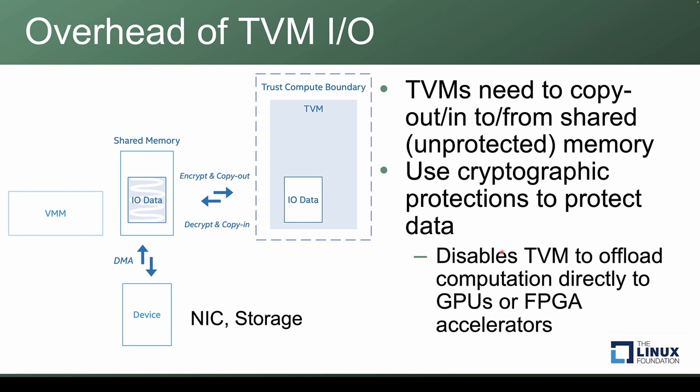But this cryptographic protection actually disables the TVM from offloading the computation directly to the GPU or FPGA, because they need to consume the data. If it's encrypted, they cannot consume the data for computation. So the question is, if we can trust the GPU or FPGA accelerators, can the TVM use them to offload computation?